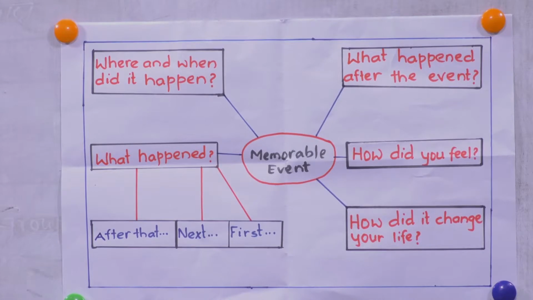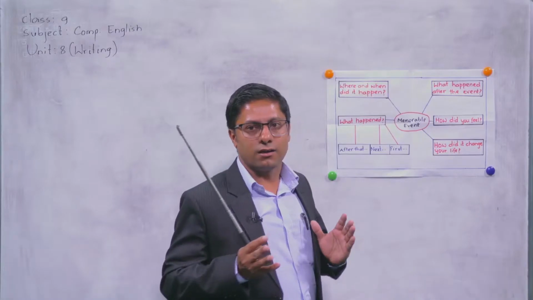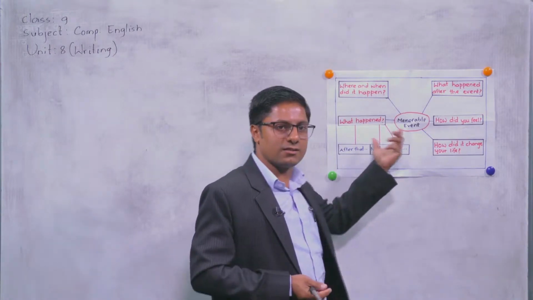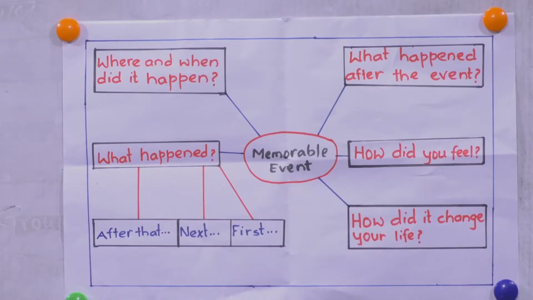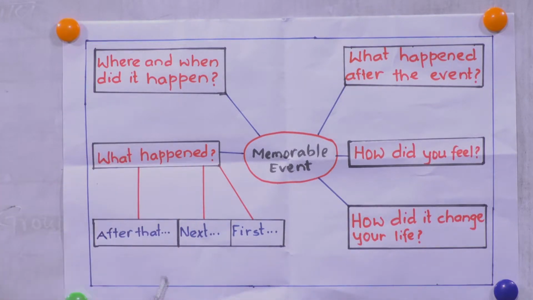So now our task is to write about a memorable event. A memorable event means any event that occurred in our life which we cannot forget, which has made a kind of contribution in our life, which has changed our life. Such an event is known as a memorable event. And here are some questions that you have to answer, that you have to make a list of answers to, and later you have to develop them into a paragraph.